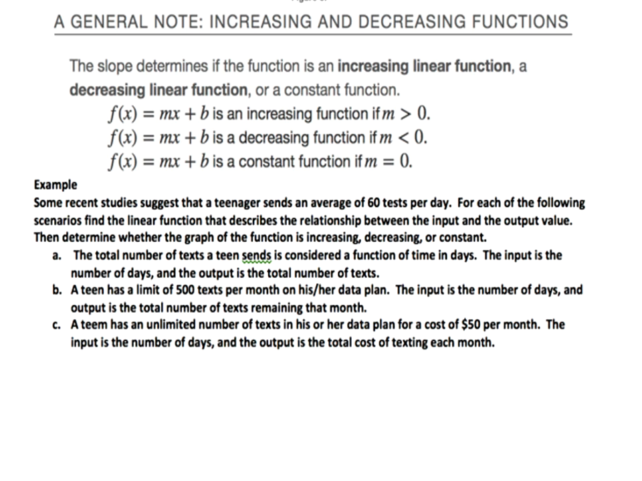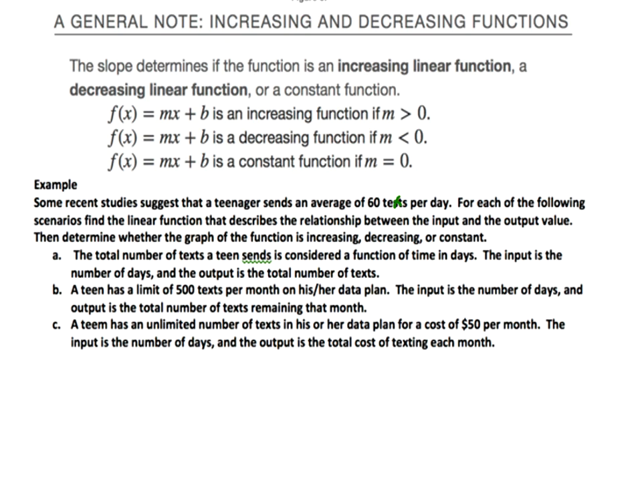Okay, so some recent studies suggest that a teenager sends an average of 60 texts, that should say texts, not test, per day. For each of the following scenarios, find the linear function that describes the relationship between the input and output value. Then determine whether the graph of the function is increasing, decreasing, or constant.